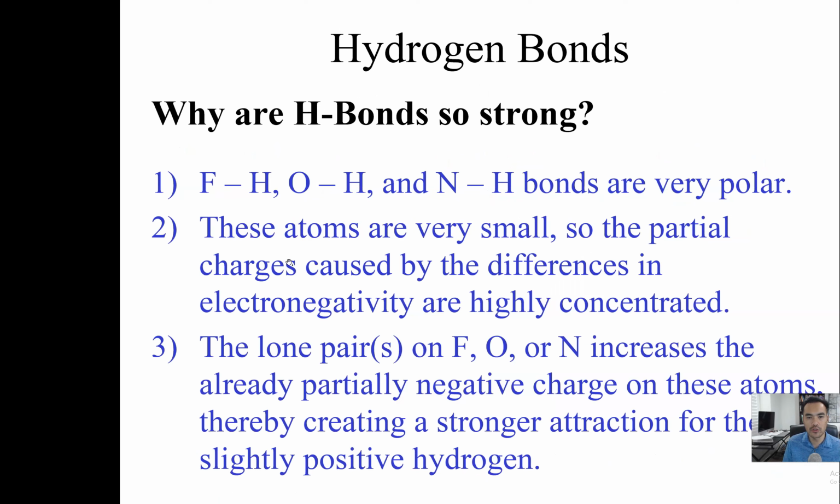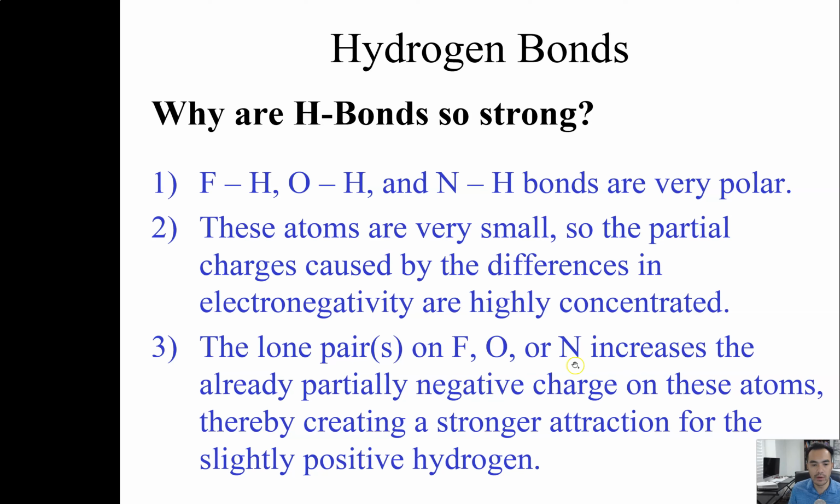Question is, why are hydrogen bonds so strong compared to some of the other intermolecular forces? And the answer is the fact that these actually are very polar bonds. So FH, OH, NH are very, very polar. And because these atoms are very small, there's a very high difference in electronegativity, which eventually causes that big difference. So if you take a look at fluorine versus a hydrogen, that difference is really what creates that polarity.